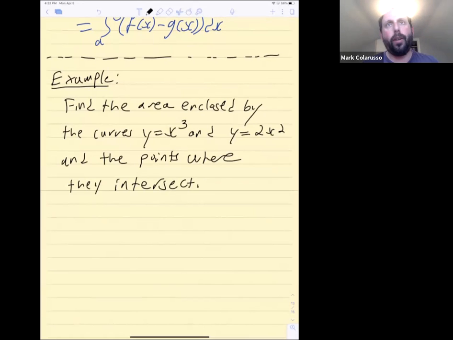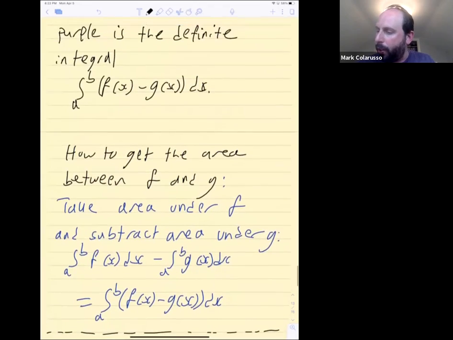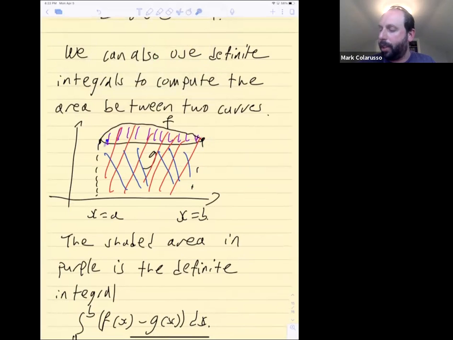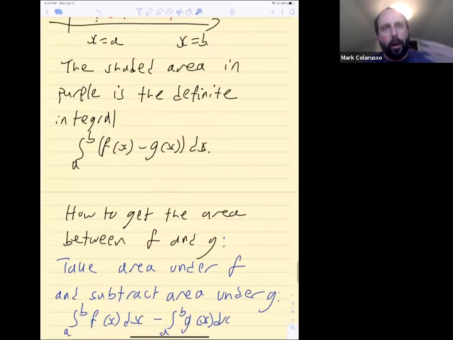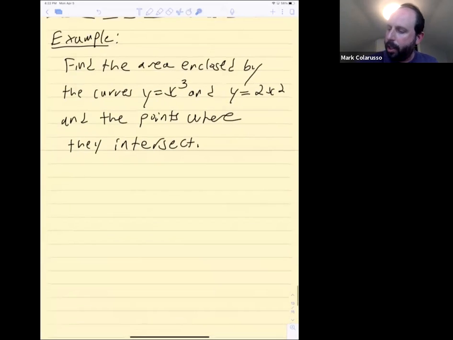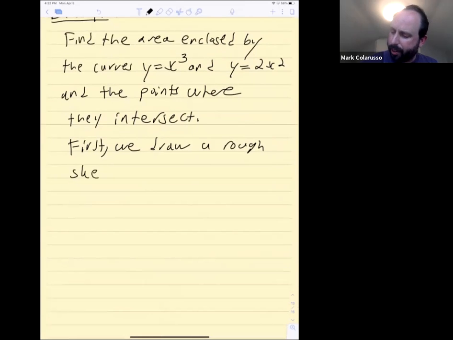I mean, to find this area enclosed by the curves, if you go back to the picture, you need to figure out the points where the curves actually meet. So the first thing you're going to have to do in some sense is figure out the intersection points. But really, even better than that, to figure out which curve goes on top, you should draw a sketch. So first, we draw a rough sketch. Sketch of the situation.